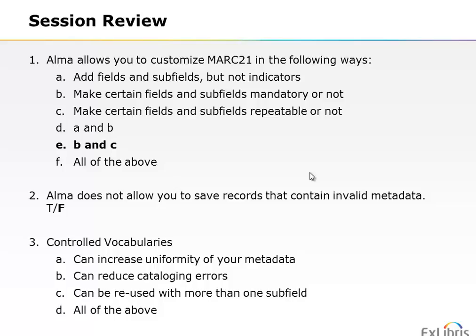Question number 3. Controlled vocabularies can A. Increase uniformity of your metadata. B. Reduce cataloging errors. C. Be reused with more than one subfield. Or D, all of the above? The correct answer to this question is D. Controlled vocabularies can increase uniformity, reduce cataloging errors, and be reused with more than one subfield.